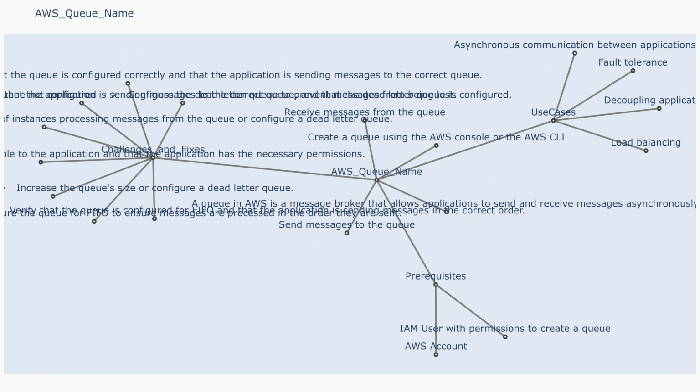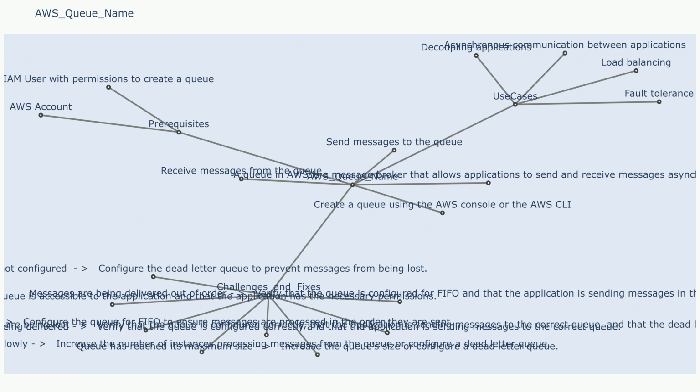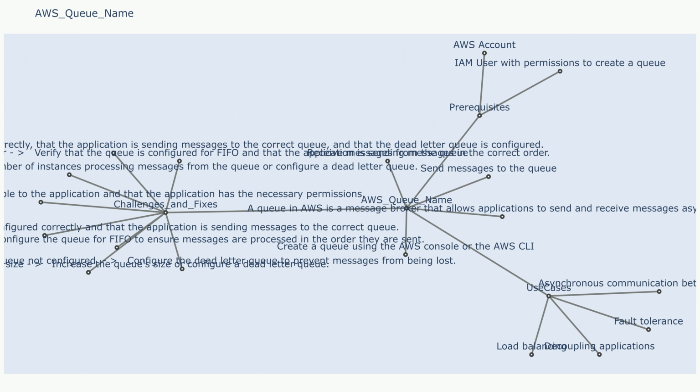Challenges and fixes. Challenge: queue dead letter queue not configured. Fixes: configure the dead letter queue to prevent messages from being lost. Challenge: queue is not configured for FIFO. Fixes: configure the queue for FIFO to ensure messages are processed in the order they are sent.